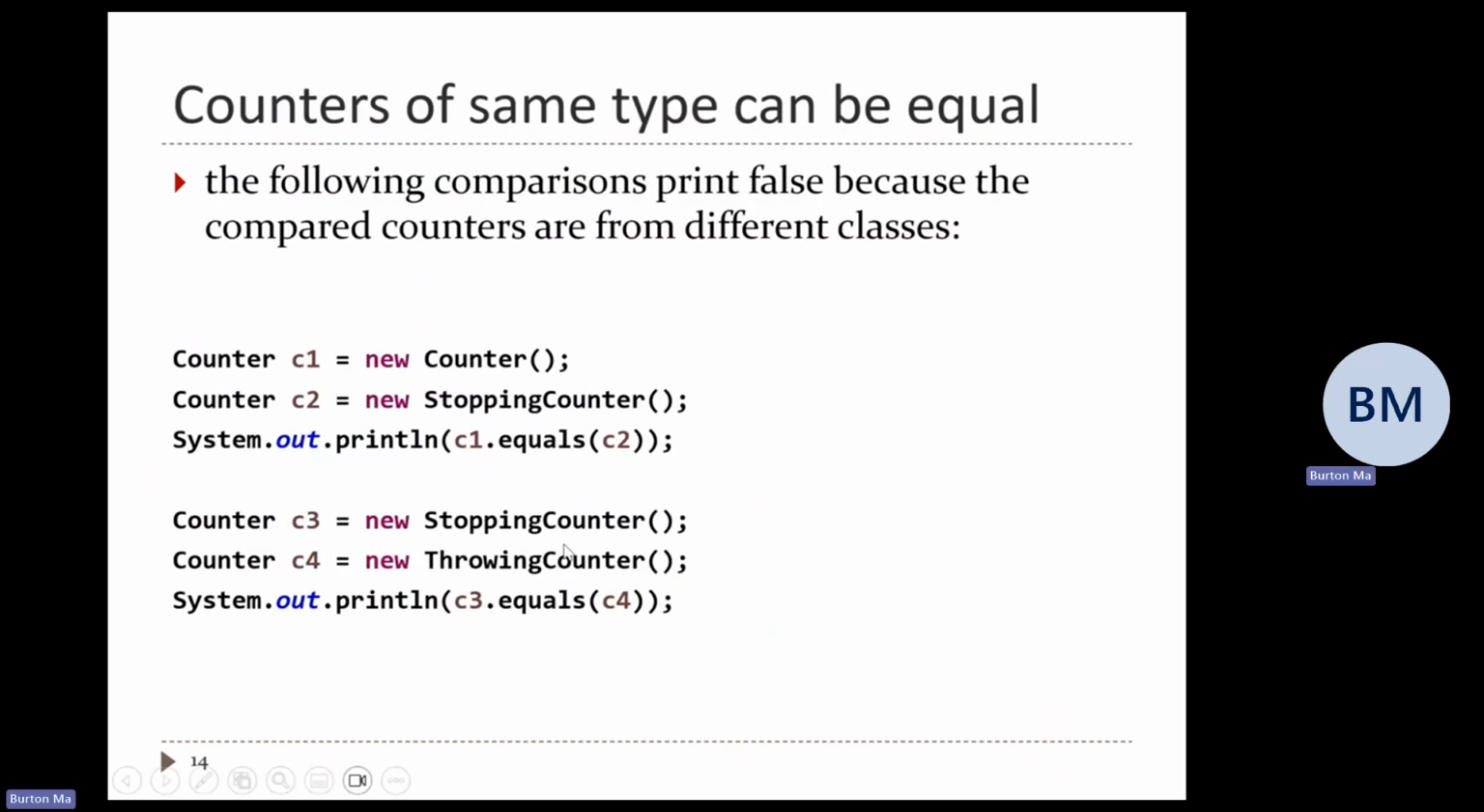Similarly here, I've got a stopping counter and a throwing counter. When I write C3 equals C4, that calls equals for C3, so that calls equals for the stopping counter class. There is no equals in stopping counter, so we end up with the inherited version from counter. That version looks at the two types of C3 and C4. They're going to be different in this case, and again, these two counters won't be equal, even though their values are 0.